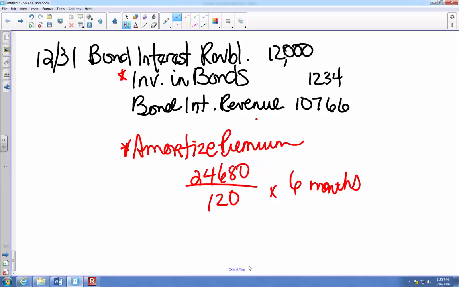Because basically what's going on, I'm getting 12 grand, but I paid $24,680 more than I'm going to get back at the end of the life of them. So am I really earning 12 grand? No, I'm earning 10,766 because the market rate is less than the 12% my bonds are actually paying me.